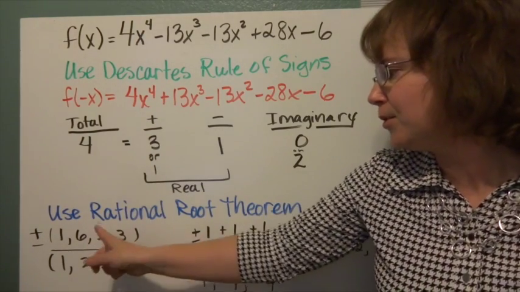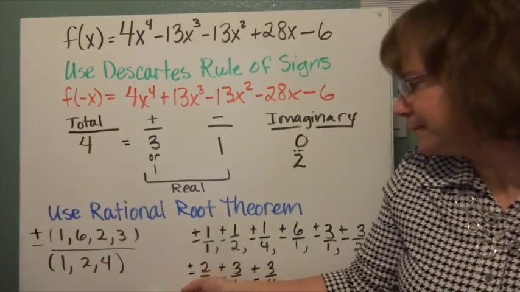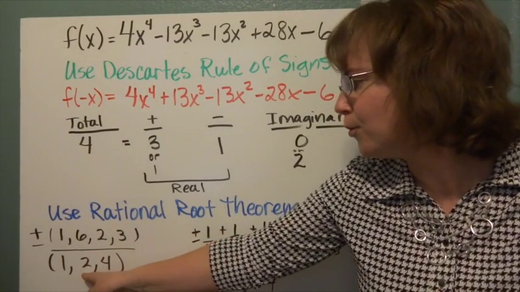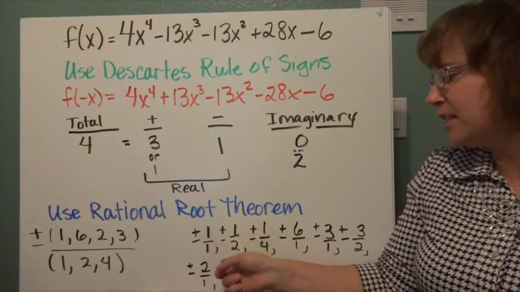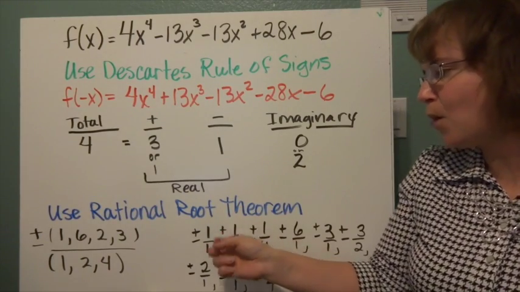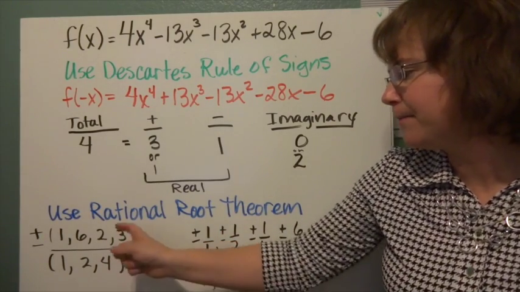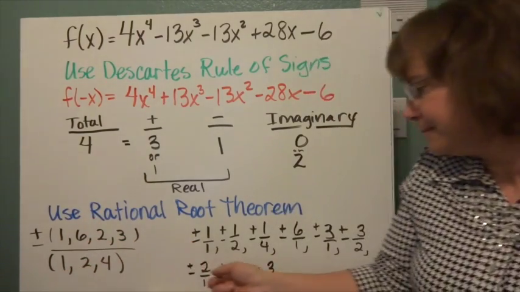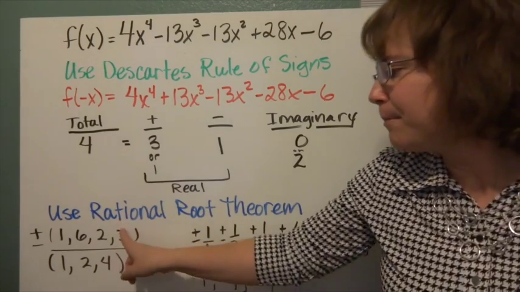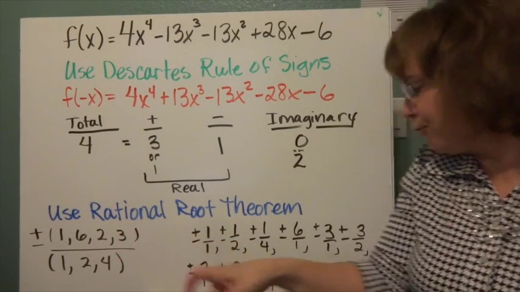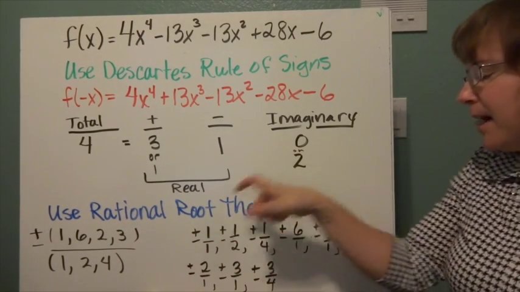Do the same thing with the 2, plus and minus 2 over 1, plus and minus 2 over 2, which is the same as 1 over 1, plus and minus 2 over 4, which is the same as plus and minus 1 half. Same thing with 3. Plus or minus 3 over 1, plus or minus 3 over 2, which I have over here already, and plus or minus 3 over 4. So those are my possibilities.